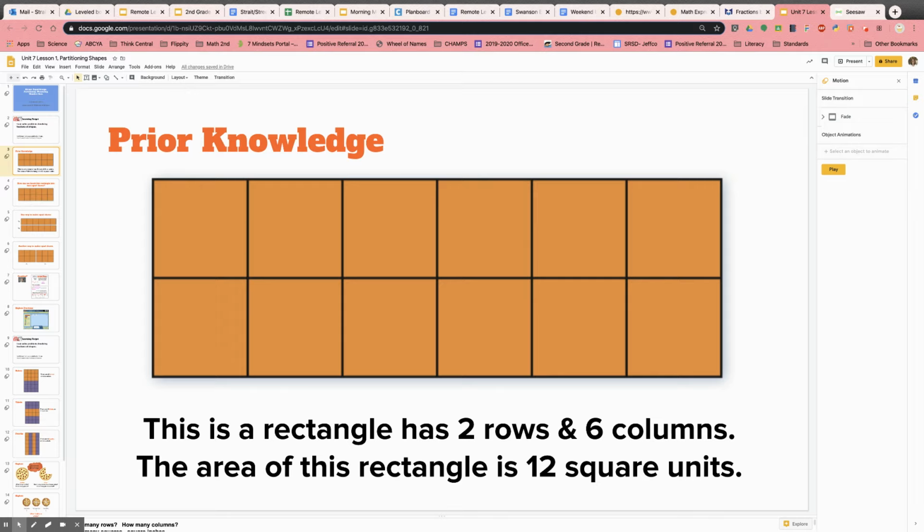We know this is a rectangle. We also know this rectangle has 2 rows and 6 columns. The area of this rectangle is 12. It is 6 plus 6, 6 in the top row and 6 tiles in the bottom row makes 12.